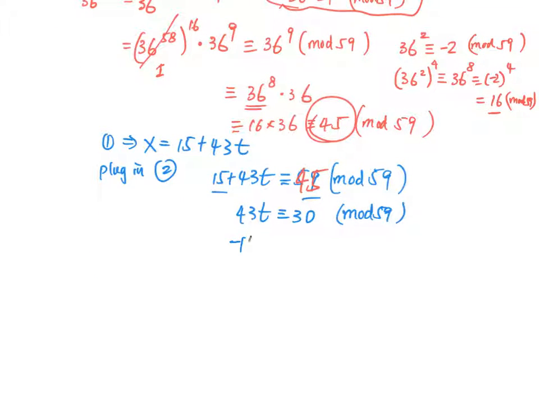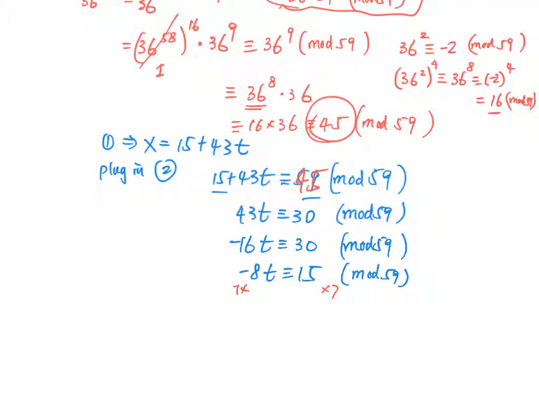And 43 is congruent to negative 16, so negative 16t mod 59. And I want to divide both sides by 2. So therefore negative 8t is congruent to 15 mod 59. And I like that because now I can multiply both sides by 7. If I multiply this by 7, this is negative 56, and negative 56 mod 59 is 3, right? 3t is congruent to 15 times 7. Now I want to divide both sides by 3. So t is 5 times 7, which is 35.